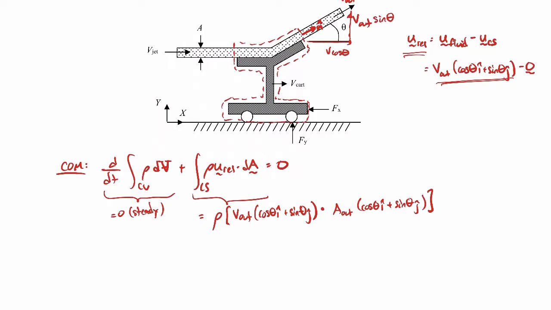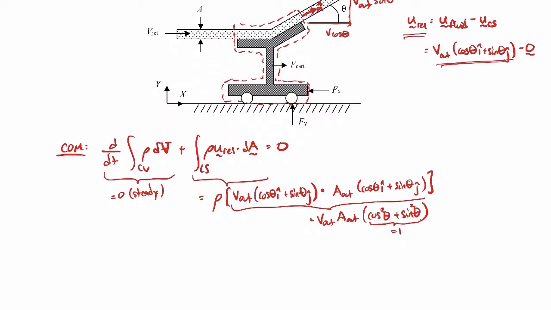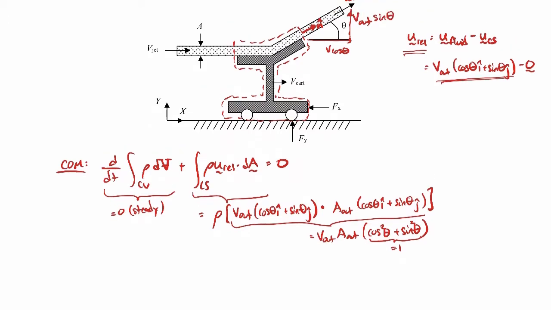And you'll see that when we do this dot product, this will just be V out, A out, times cosine squared theta plus sine squared theta. It's because we have the cosine dot product with the cosine, sine multiplied by the sine. So that's where we get that from. And then this, of course, is just equal to 1. It's a trig identity. So in the end, for this particular term, we'll just have a rho V out, A out, ultimately, for what's coming out here.